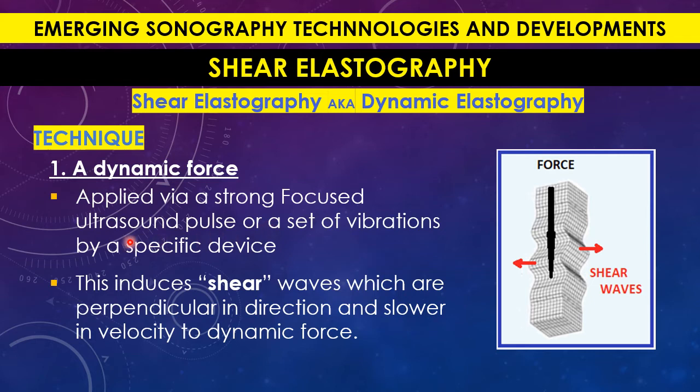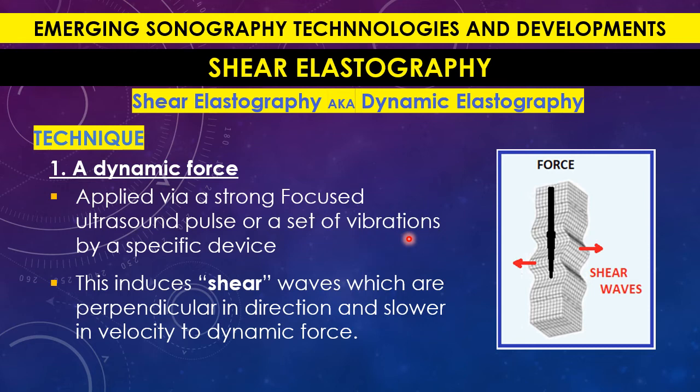It's either sending a strong focused ultrasound pulse through the tissues, and this will be acting as the dynamic force, or sometimes some ultrasound probes are implemented with vibrating technologies that will send a repeated set of waves of vibrations through the tissues, and this is again the dynamic force. So the force here is different compared to the strain, where the force is manual compression by the probe. The shear elastography is using one of two techniques, either a focused ultrasound pulse across the tissues, or a set of vibrations by certain technology in the ultrasound probe.